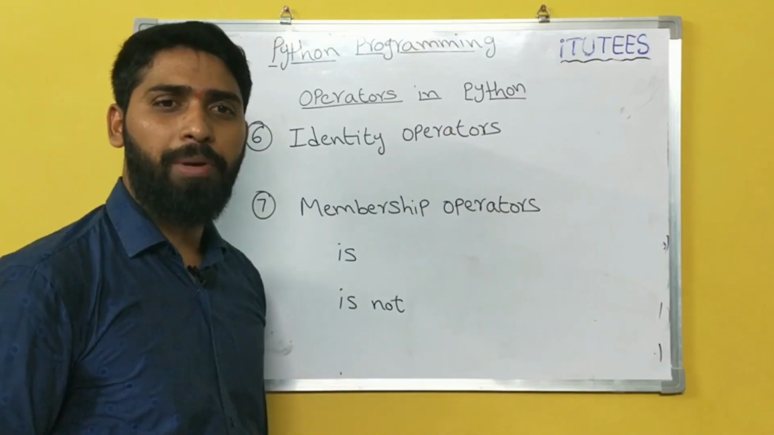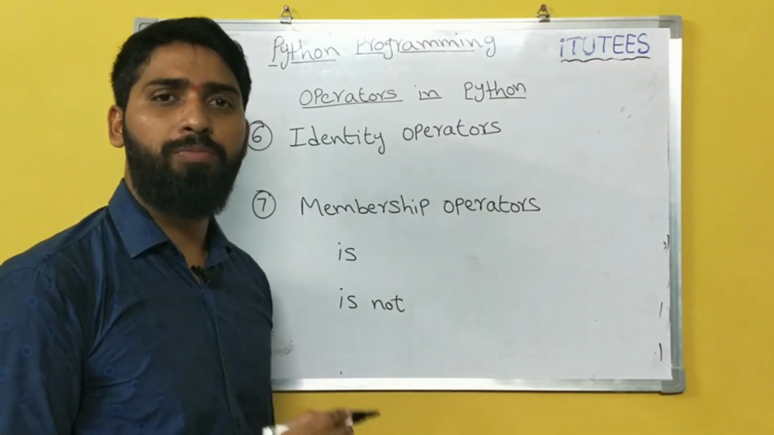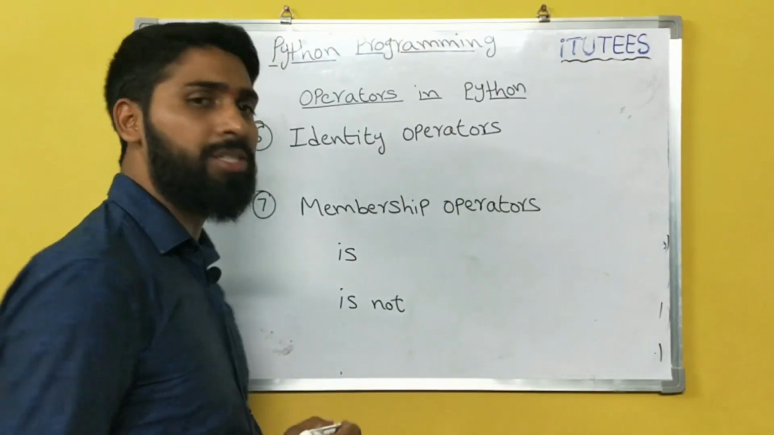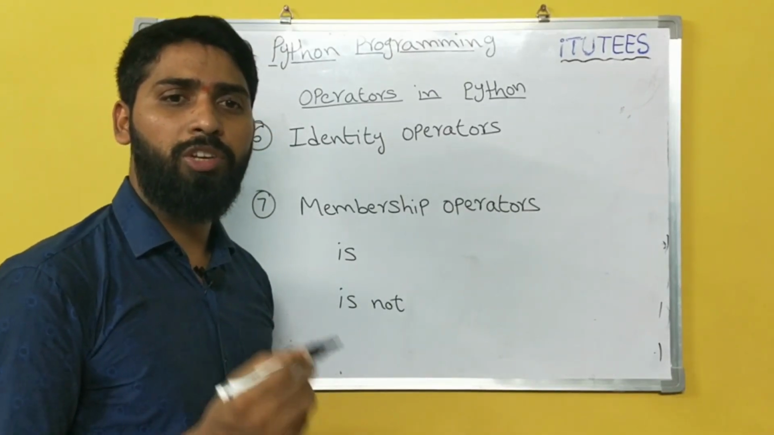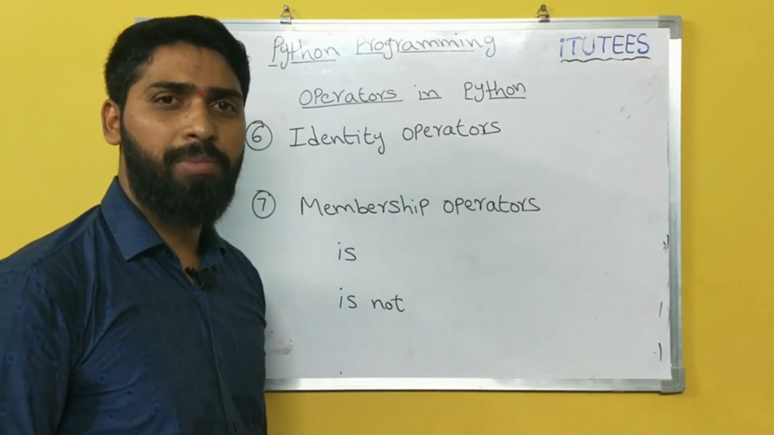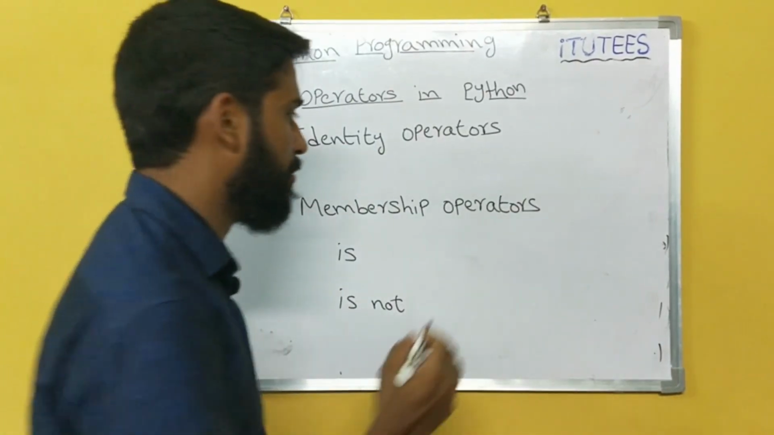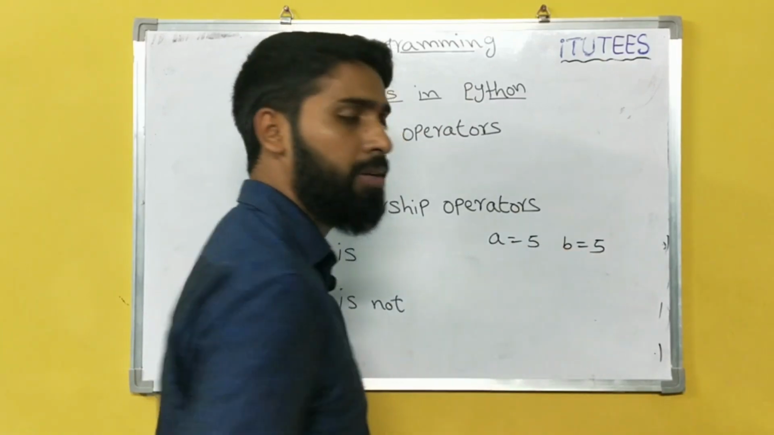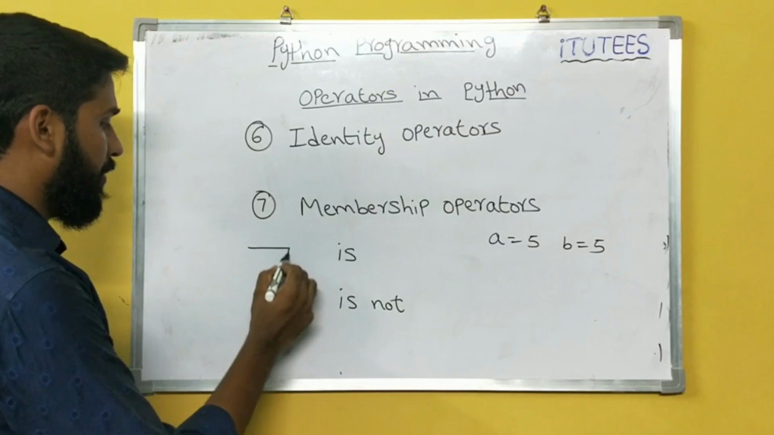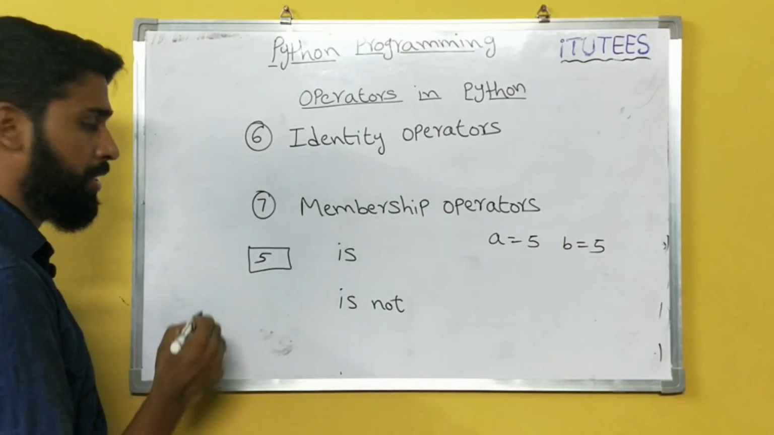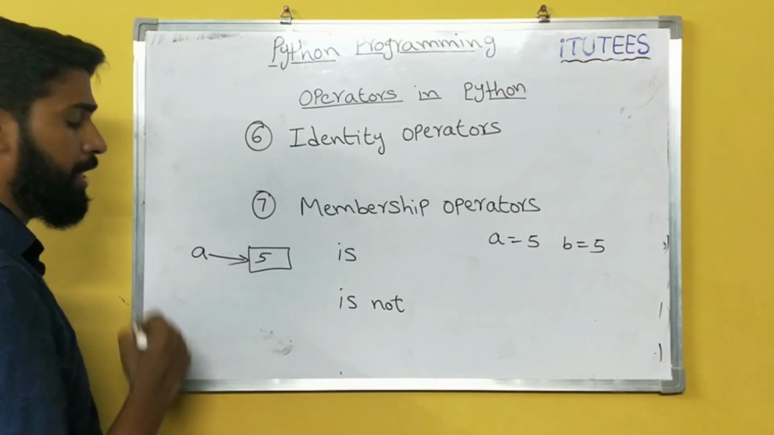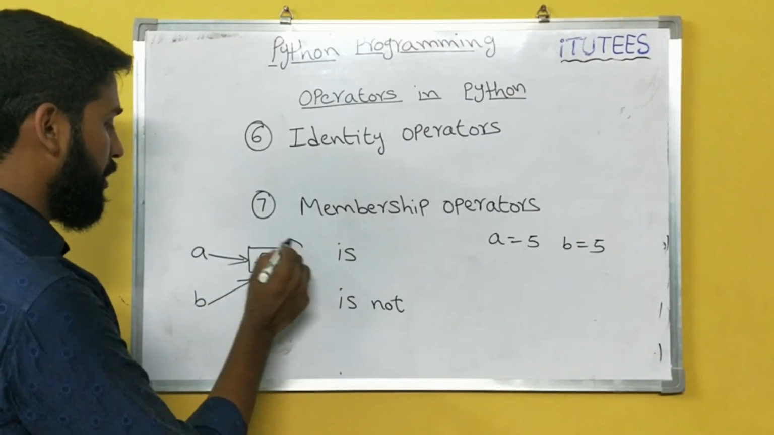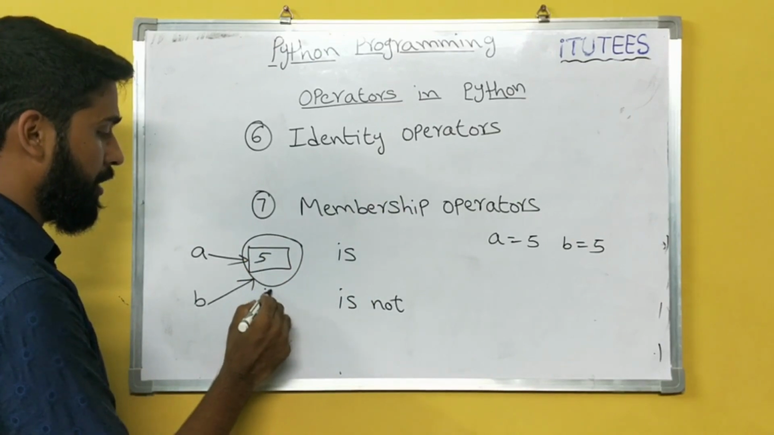Coming to the is operator, it returns true if both the variables are the same object. And is not returns true if both the variables are not the same object. We discuss with one example. a equals 5, b equals 5. What does that mean? The 5 is stored here, a is pointing to 5 and b is also pointing to 5. Actually this 5 has one reference id.